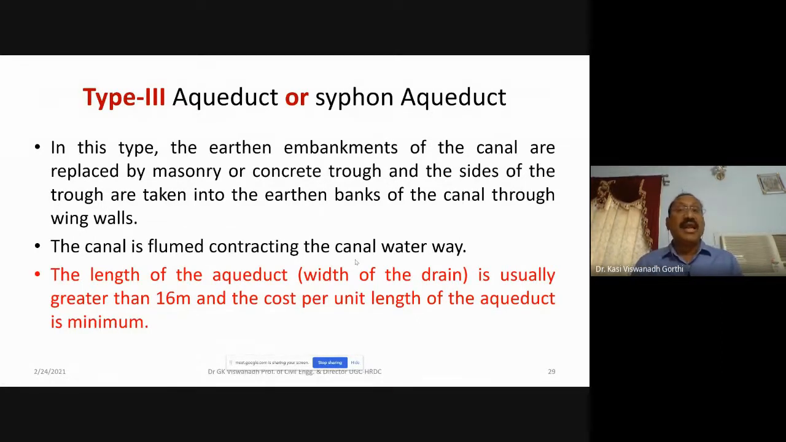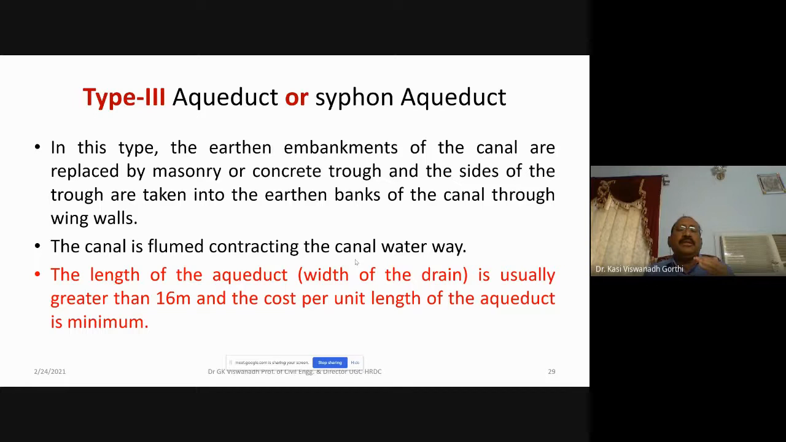Type 3 aqueduct or type 3 siphon aqueduct, in this type, earthen embankments of the canal are replaced by the masonry or concrete trough, and the sides of the trough are taken into the earthen bank through wing walls. So the canal will be flumed at that portion and the width of the canal will be reduced. So by contracting the canal waterway, the length of the aqueduct is usually greater than 16 meters and the cost per unit length of the aqueduct in this case would be minimum.